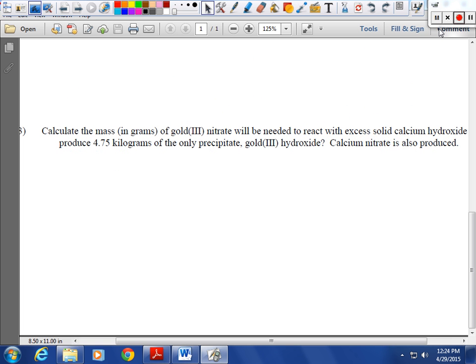See if you can write the balanced equation for that reaction. Okay, all right, so we need a balanced equation. It says calculate the mass in grams of gold-3 nitrate, and you have to read how it's worded. That will be needed to react with. So that tells me that gold-3 nitrate is a reactant.